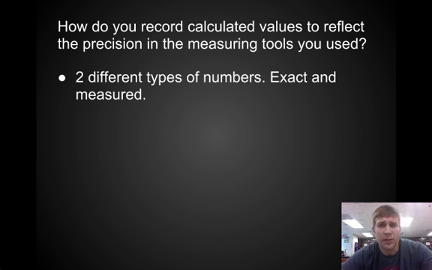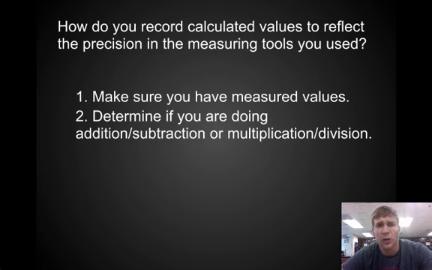So if I add together the number of kids in your class with the number of kids in a different class, I don't need to think about making sure that my precision is reflected because those are exact values. Whereas if I'm calculating volume by multiplying length times width times height, I do need to make sure that my precision is reflected in that.